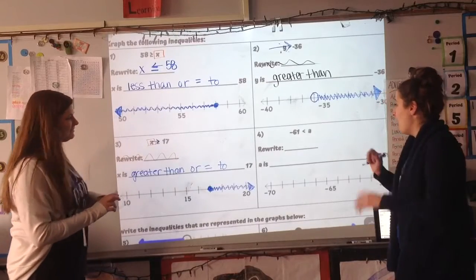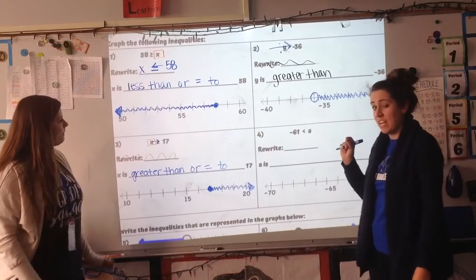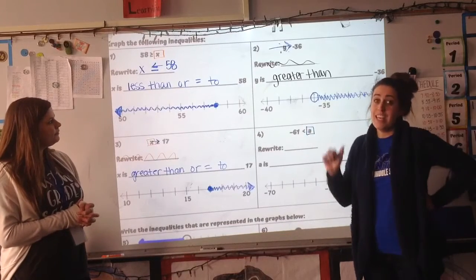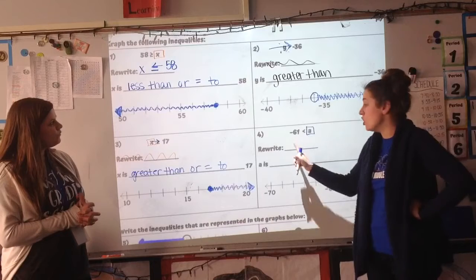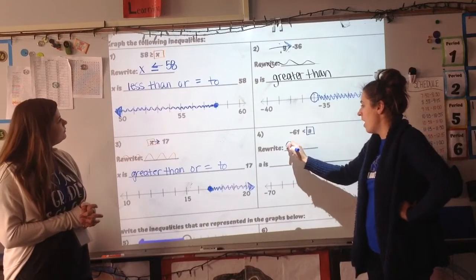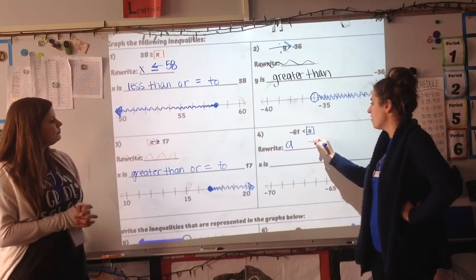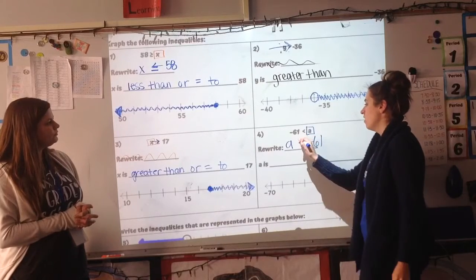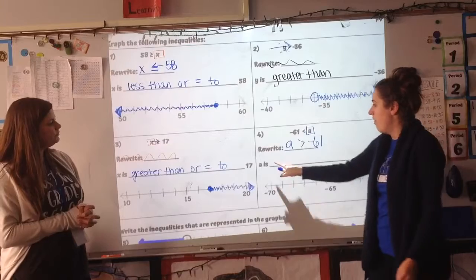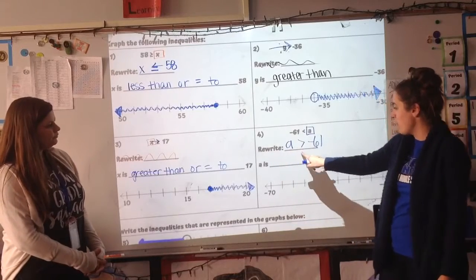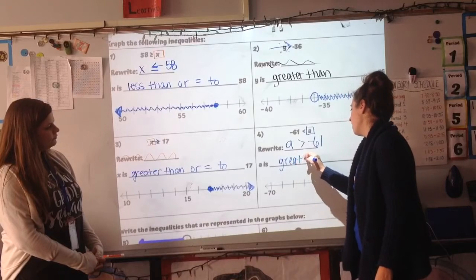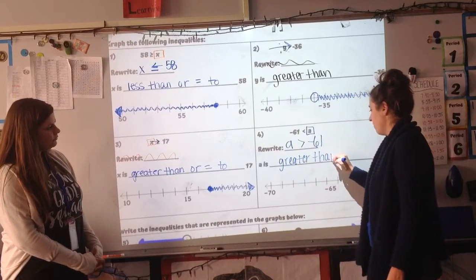All right, number 4, last one before we move into the next thing that we're going to be doing with the graphing. So I'm highlighting my variable. It is on the right side, which means we do need to rewrite it. So we're going to flip them around. I'm going to move my variable to the left, my number to the right, and I need to flip my sign from less than to greater than. And let's list that out. A is greater than negative 61.